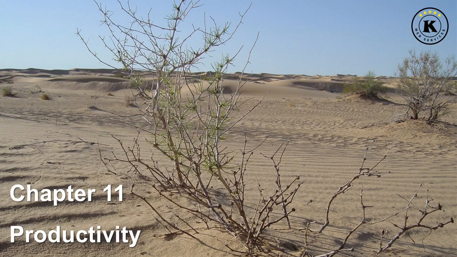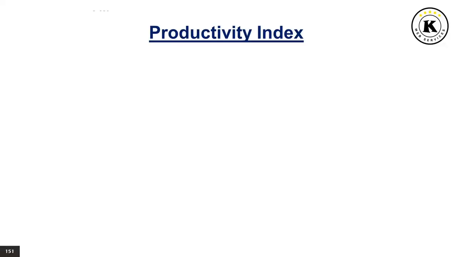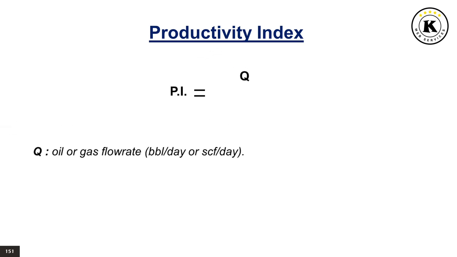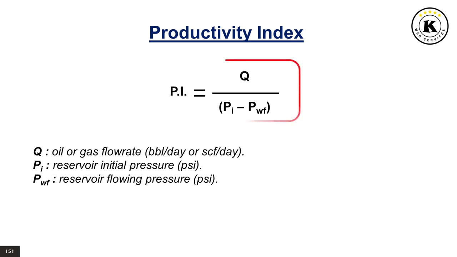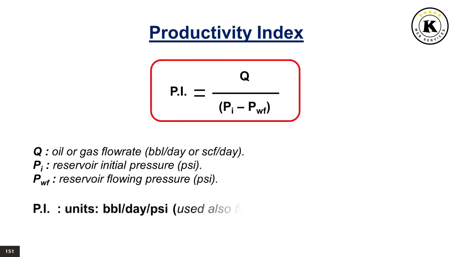Chapter 11. Productivity. Productivity Index. The productivity index, PI, is equal to the oil or gas flow rate, Q, in barrels per day, or standard cubic feet per day, divided by the difference between the reservoir initial pressure, PI, and the reservoir flowing pressure, PWF, in PSI. The unit of the productivity index is then barrels per day per psi in the case of an oil well, or standard cubic feet per day per psi in the case of a gas well.